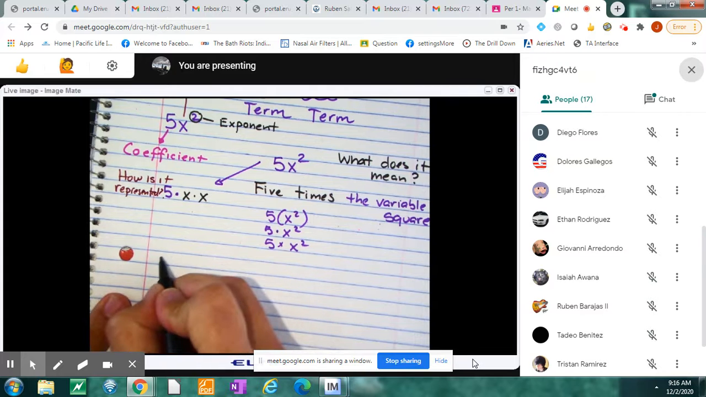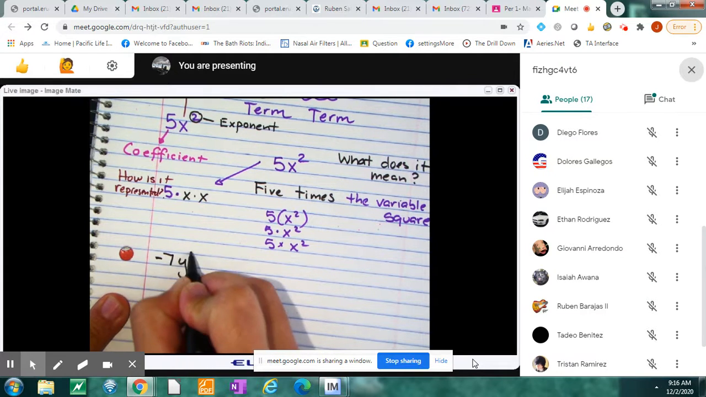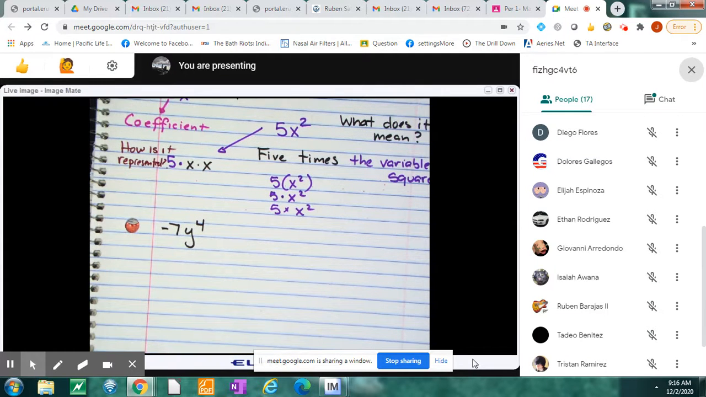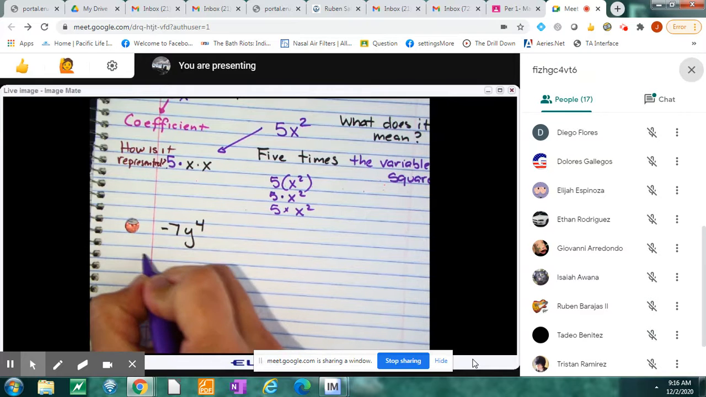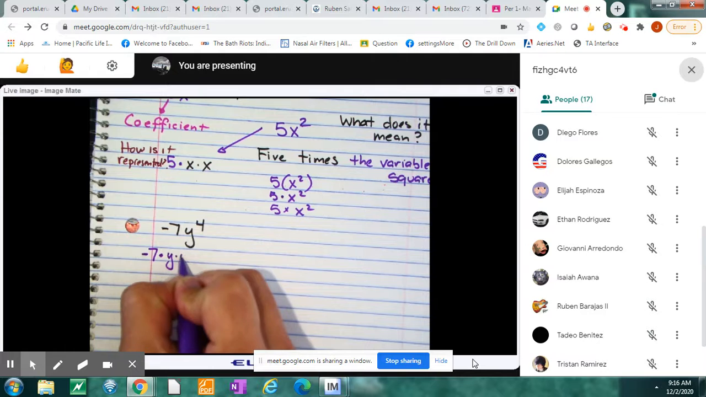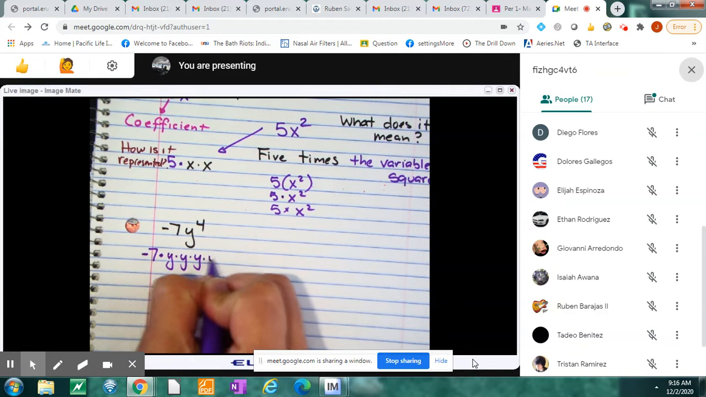Okay, so here we have another one. Let's say -7 times y to the 4th. What does that mean? It means -7 times y to the power of 4, correct? But how do you represent this? Let's break it down. -7 times y, y, y, y.